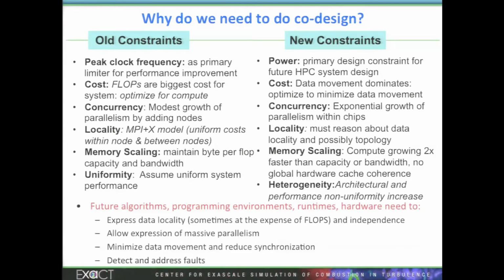So what does this imply? Well, it implies that future algorithms, programming environments, runtimes, and hardware have to first be able to express data locality, often at the expense of flops and speed. We need to allow expression of massive parallelism. We want to minimize how far we move data and how often we do global synchronization in the codes. And then we need to have some methodology for detecting and addressing faults, which are going to occur much more frequently than they do now.